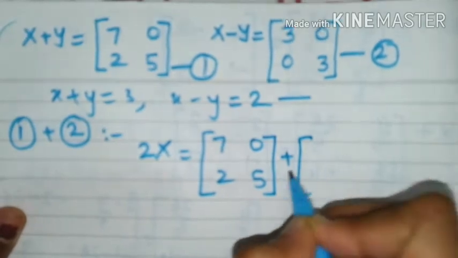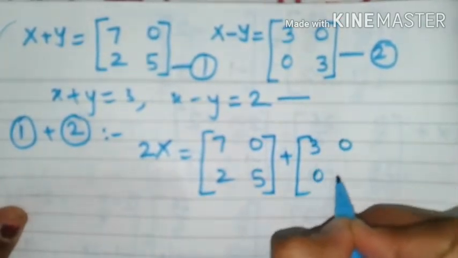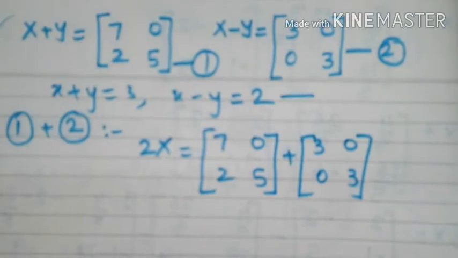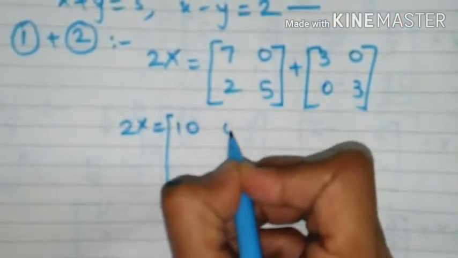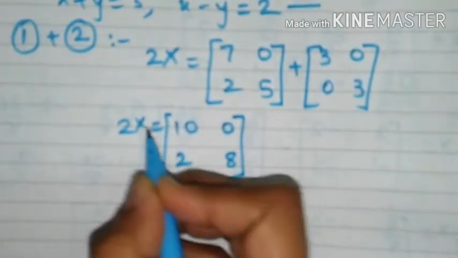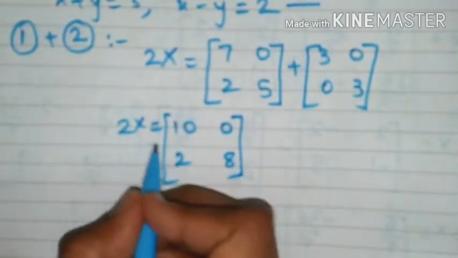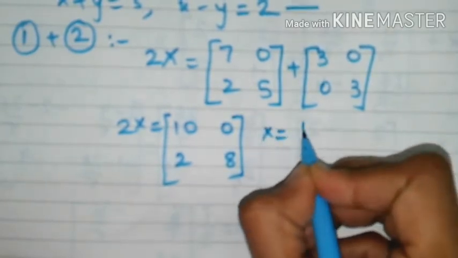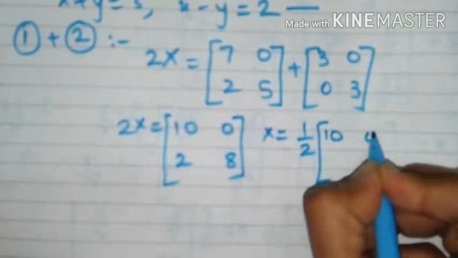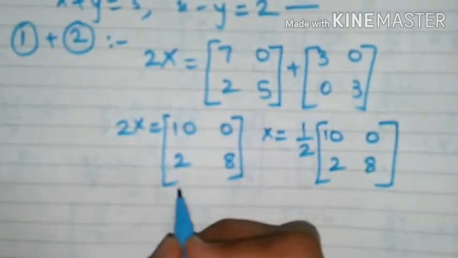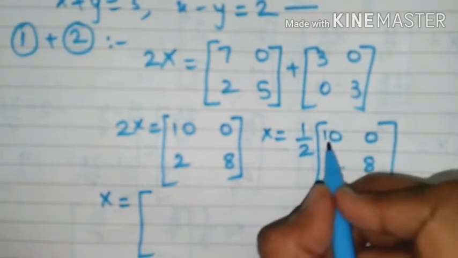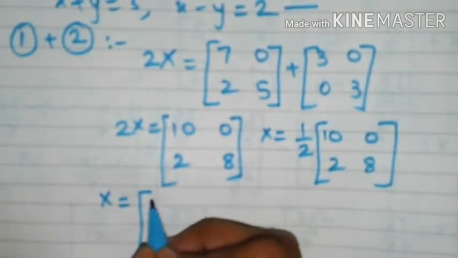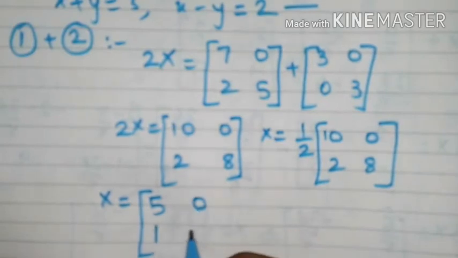You are adding the two equations, so these two matrices will also be added, which means that 2x will be equal to [10, 0, 2, 8]. So let me bring the 2 on this side. When I bring the 2 to the right hand side, it will become half. So I'll get [10, 0, 2, 8] times half, which means my x is equal to [5, 0, 1, 4]. So this is my matrix X.